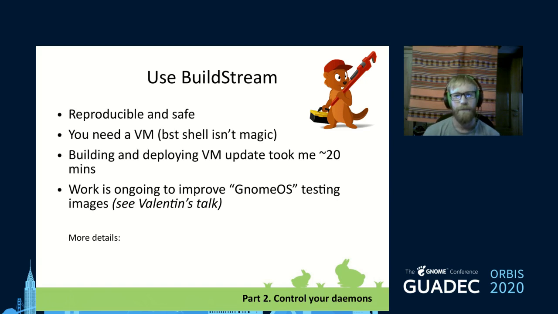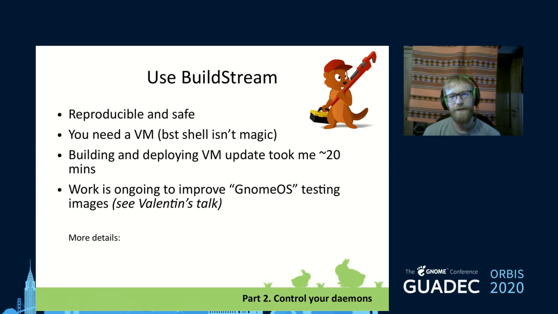So, for example, if you're testing a daemon, you need to create a virtual machine. There's no magic that will do these dbus-run-session shortcuts I told you about before. You can do those in bst shell, but that's not really the idea. The idea is to build something that's exactly like what we deploy. So you build a VM.